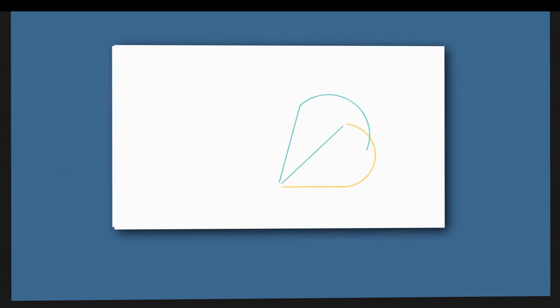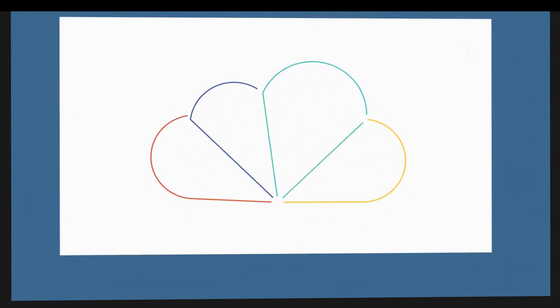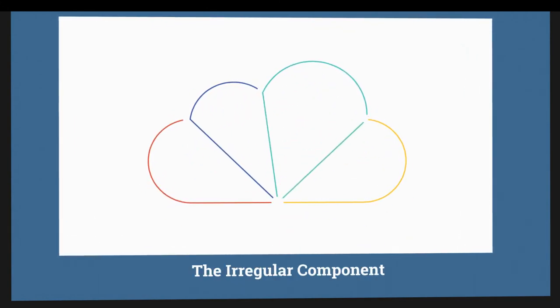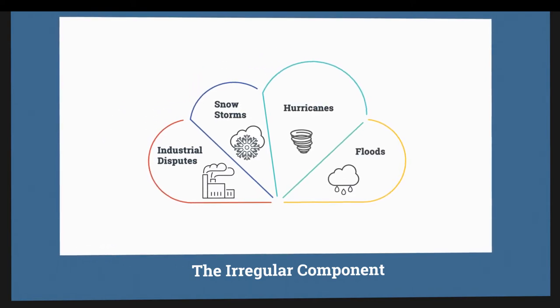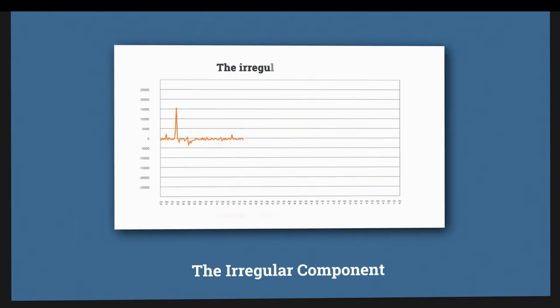The irregular component reflects unusual events that impact on a time series, such as disruptions to economic activity due to industrial disputes, and unusual weather events such as snowstorms, hurricanes, or floods. The irregular component is sometimes referred to as noise or news. Other issues such as sampling and statistical errors can also create noise in all statistical data.